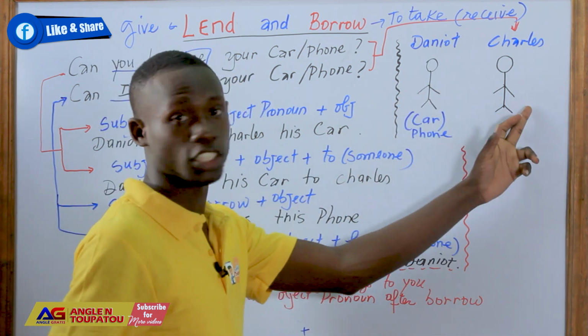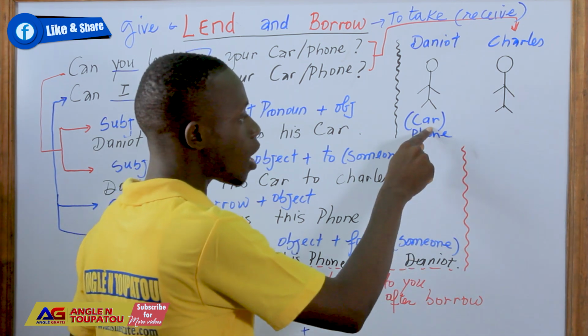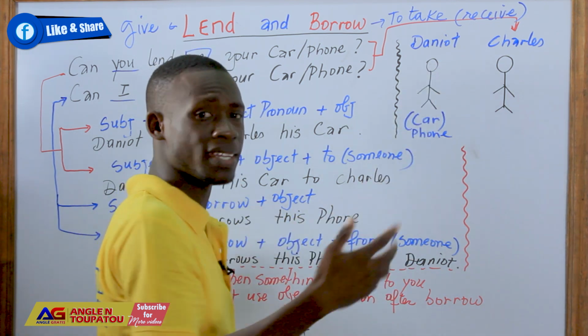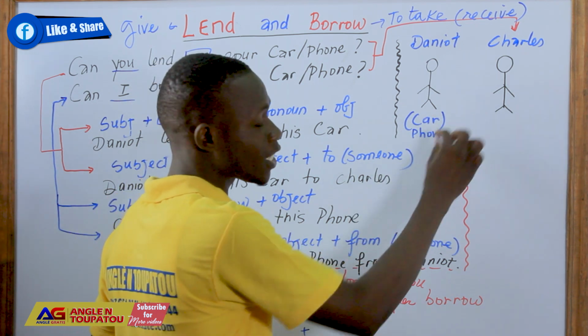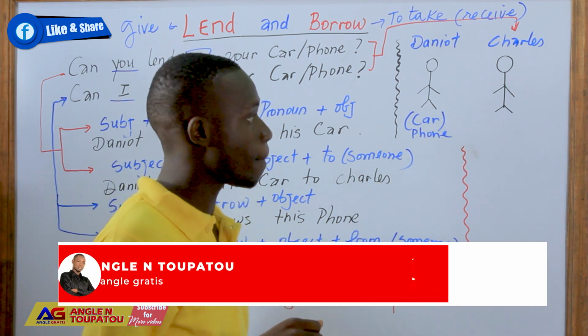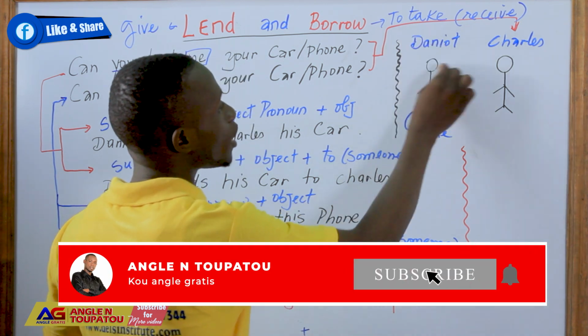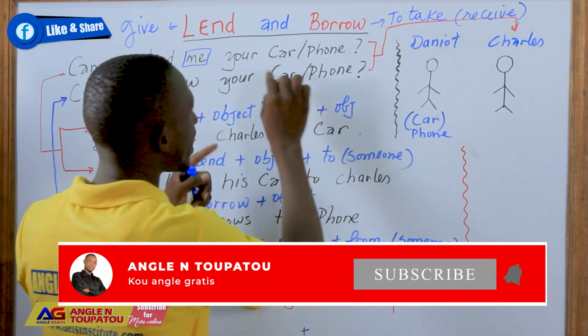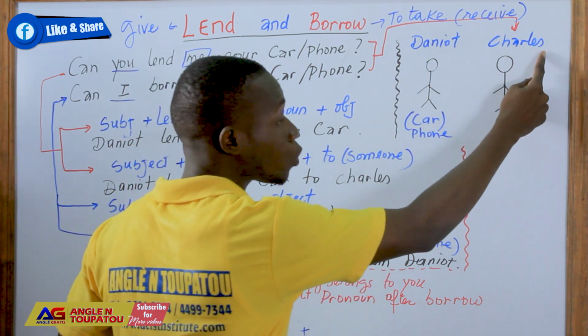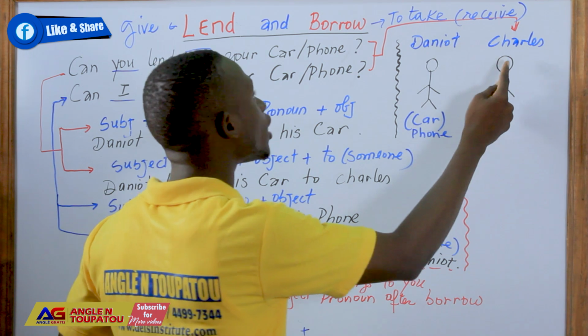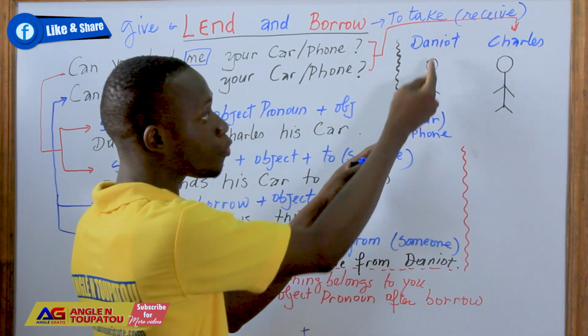When can you lend something? This is Daniel. This is Charles. This car belongs to Daniel. Maybe Daniel has a car. Daniel has a phone. I mean, these objects belong to Daniel. But if Daniel has something, and then Daniel is going to give that object to Charles, Charles is going to receive that object from Daniel.